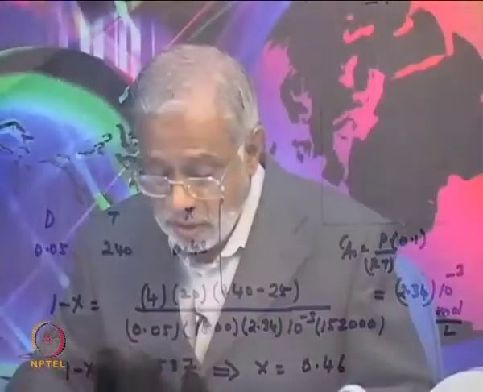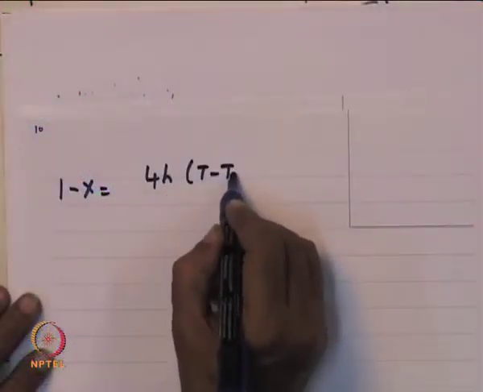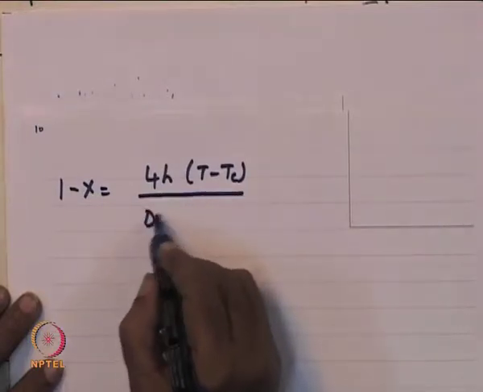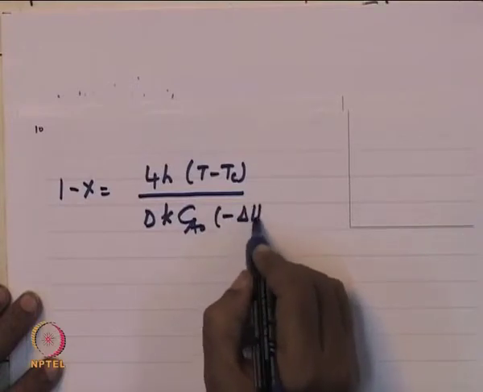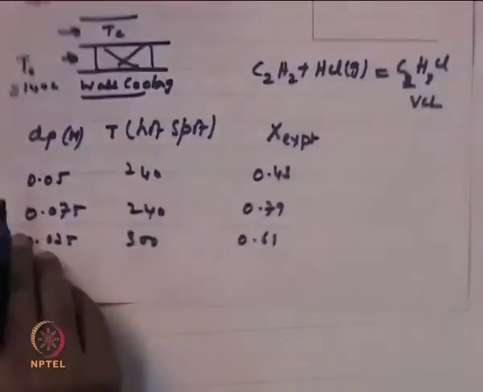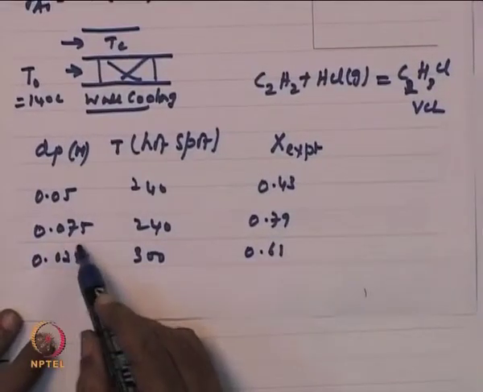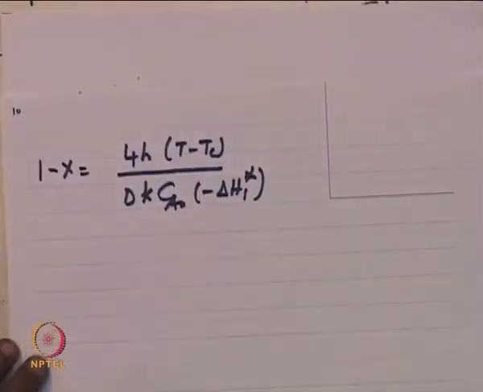So, this is for 240. Similarly, we can do one more calculation. Let us do it quickly. For the next data, once again, let me just remember, 1 minus X equals 4H (T minus TC) divided by D K CA0 into minus delta H1 star. Let us once again put these numbers. Here we have the second set of data, 0.075, 240, and 0.79 is the experimental value. So, we have to calculate.